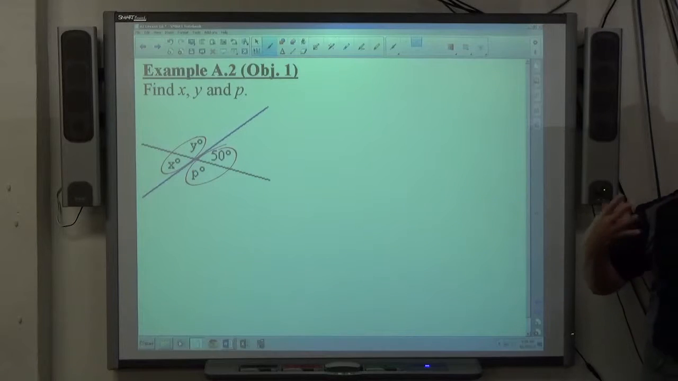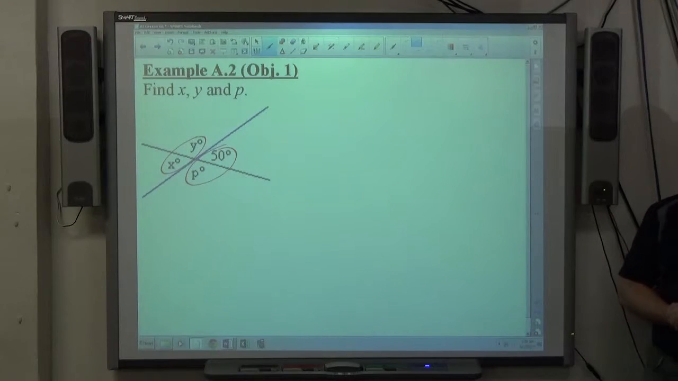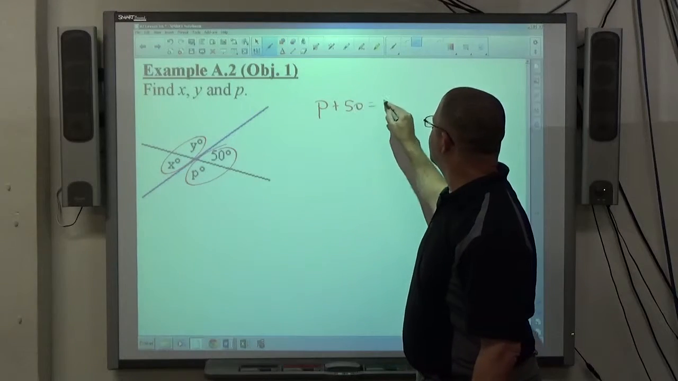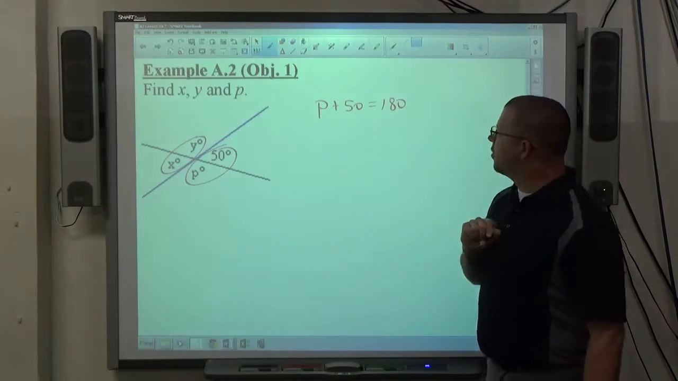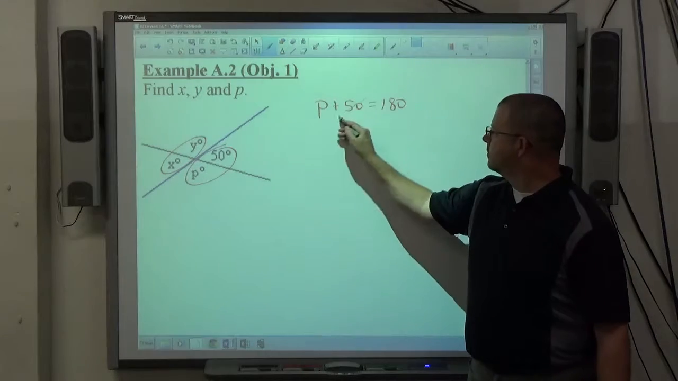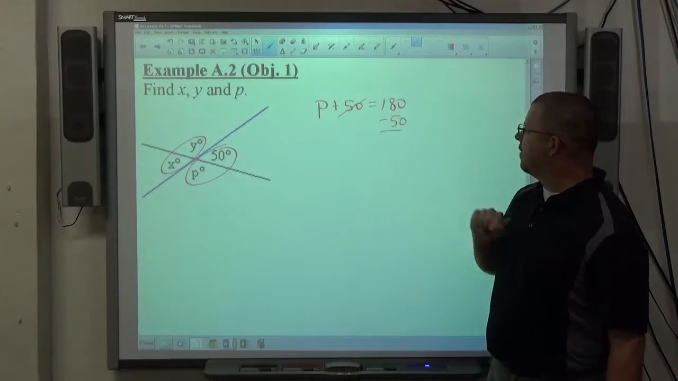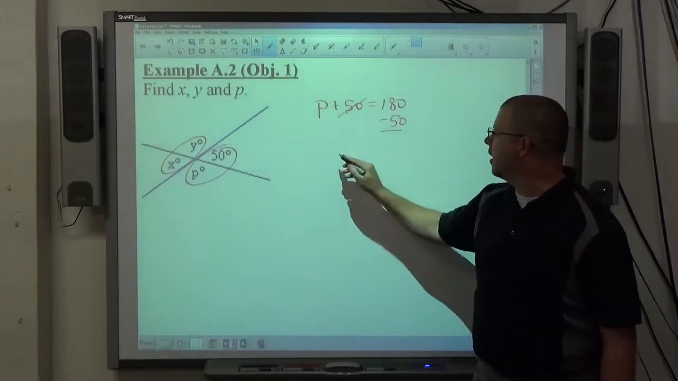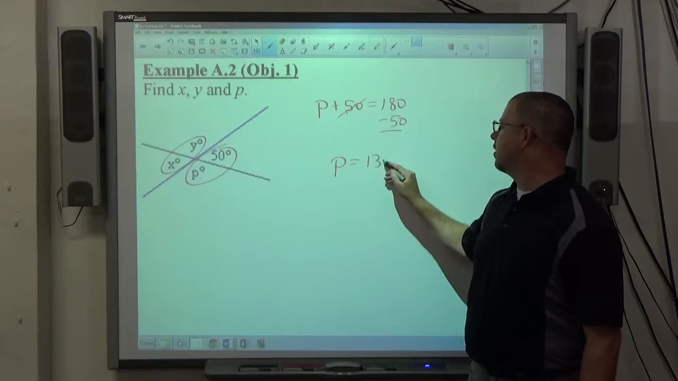Looking at creating equations that might be useful to me, x plus y equals 180, is that useful? No, it's too many variables. P plus 50 equals 180. Absolutely. So let's do that one first. P plus 50 is equal to 180. If I go to solve that, what would I do? Subtract 50 from both sides, which gets rid of the 50 here and makes negative 50 come over here. So P ends up equaling 130 degrees.